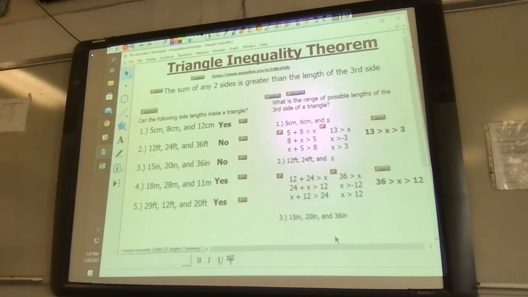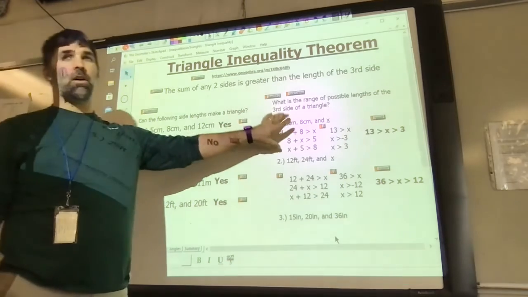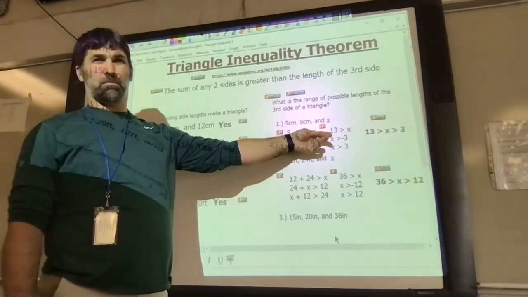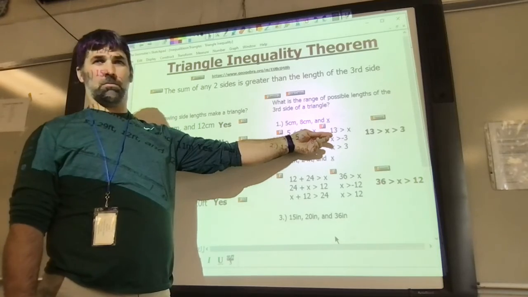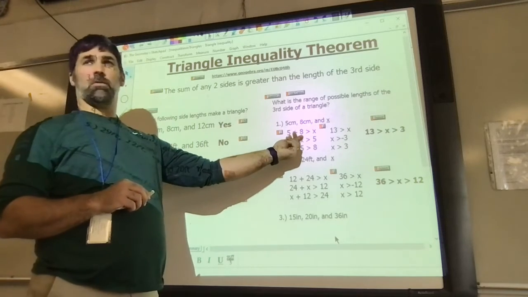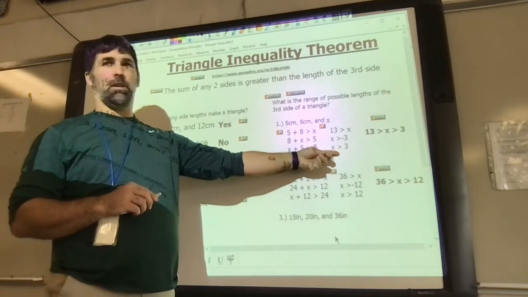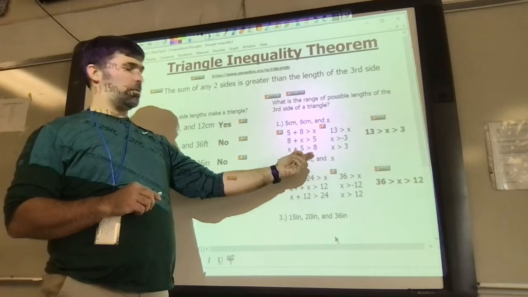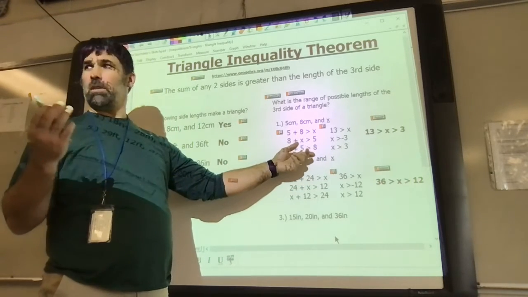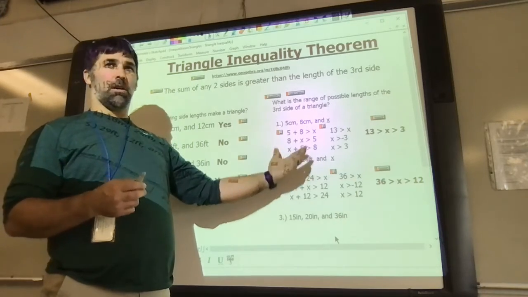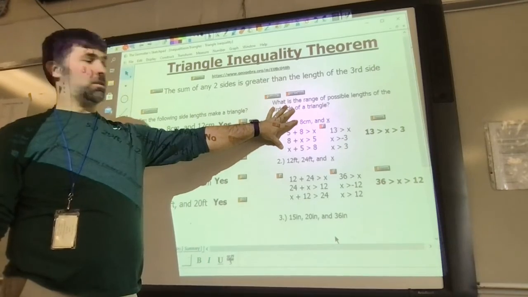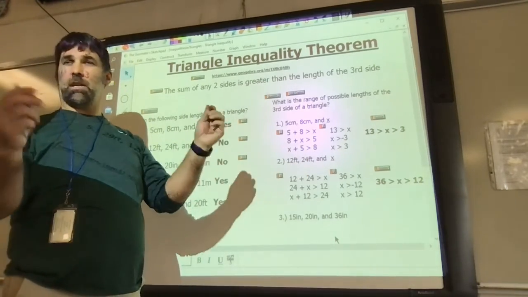Now there's a shortcut. Instead of doing all this mess for every problem, how did you get the 13? Add the two sides that are given, right? How did we get the 3? We subtracted the two sides, right? Just make sure it's not negative, because 5 minus 8 is going to get me a negative. So shortcut: if you want to get this range, add the two sides that are given, subtract the two sides that are given. It's got to be between those two.